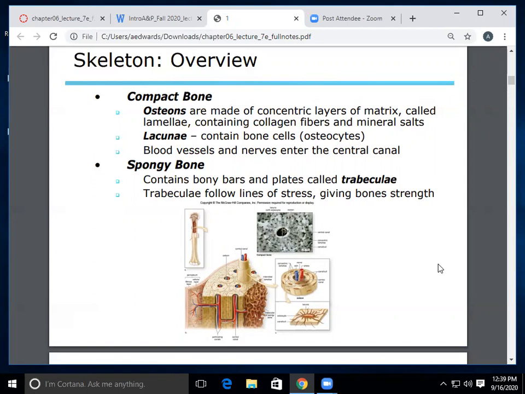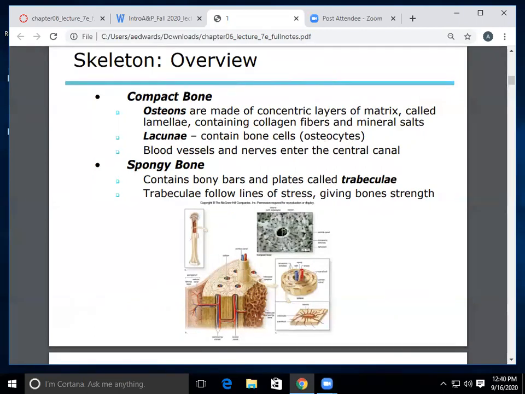Now you also have little spaces called lacunae. And that's where your osteocytes or bone cells live. Remember, osteo means bone, cyte means cell. You also have spongy bone, and it has these plates and bars called trabeculae. It's that kind of meshwork. They follow the lines of stress in your bone and make your bone strong.